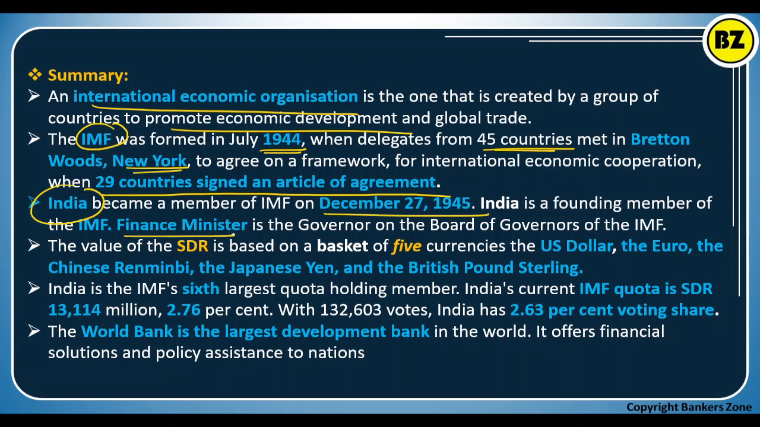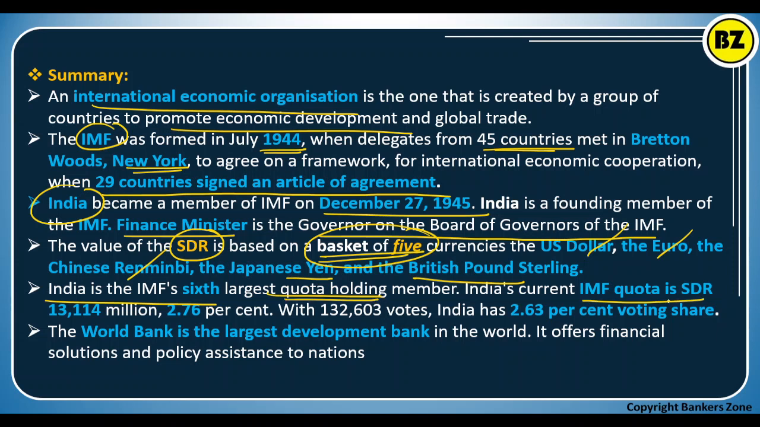The finance minister of the nation will be the governor on the Board of Governors of IMF. The value of SDR is based on a basket of 5 currencies. Currently, the basket consists of the dollar, euro, Chinese yuan, or you can say Chinese renminbi, Japanese yen, and the pound. India is the IMF's 6th largest quota holder, that means the 6th largest contribution. The IMF quota is 13114 million, that is 2.76%, and in case of votes, we get 2.63% of the votes in the IMF.